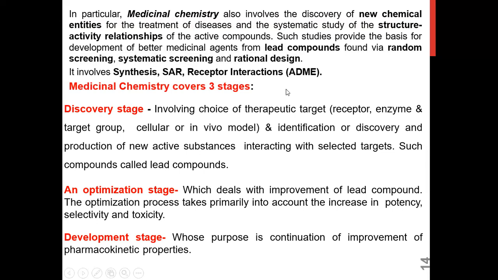Now, when we study medicinal chemistry, we need to understand three different stages in which medicinal chemistry and its discoveries take place. Stage 1 is the discovery stage, which involves choice of therapeutic targets, and identification or discovery and production of new active substances. Then there is an optimization stage, and a development stage.